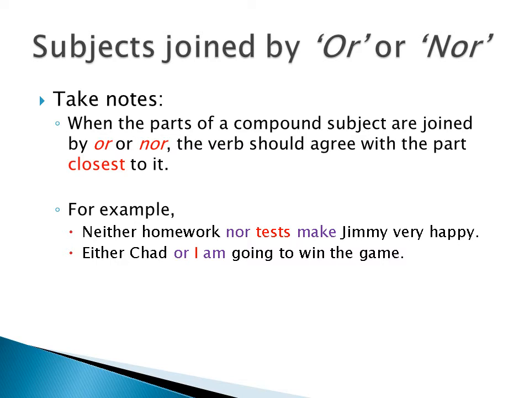Let's look at the second example. Either Chad or I am going to win the game. Notice again that I have I here, so you want to look at that subject closest to the verb. In this case, the verb is am. So I am going to win the game. That part makes sense. You really want to ignore the first part of it in order to see what verb to use. You would not use either Chad or I are going to win the game, right? Because that's plural and I is singular, and you've used the word or, okay?